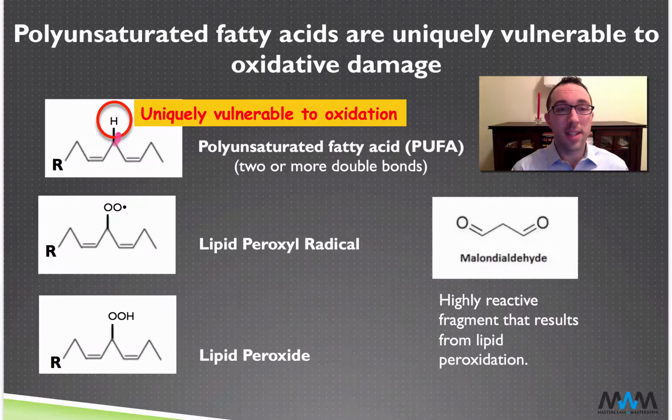And this is a process where after you lose the hydrogen and electron, you have a vulnerable spot where oxygen can come in and join it to make a lipid peroxyl radical. And then it can form a lipid peroxide, and those lipid peroxides can fragment into small pieces such as, for example, malondialdehyde. And these are highly reactive. I'm going to cover exactly how this occurs in more detail in the next slide.